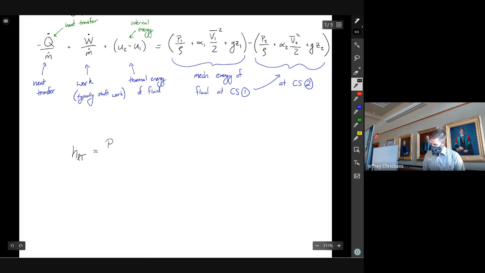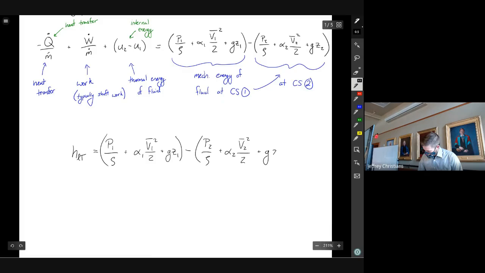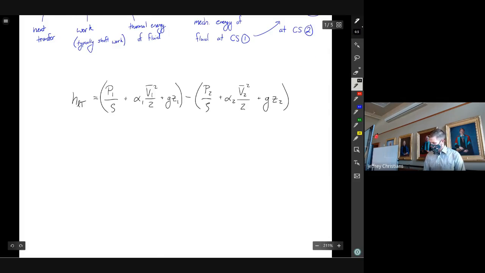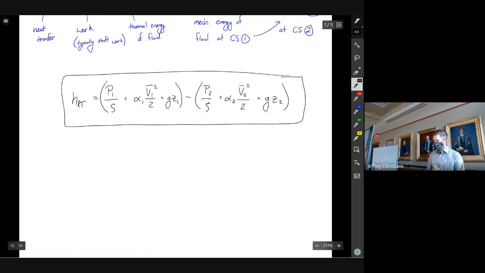And we'll say that is P1 over rho plus alpha 1 average velocity 1 squared over 2 plus g z1, minus P2 over rho plus alpha 2 average velocity 2 squared over 2 plus g z2. Okay. So this is the equation that we typically will be using and thinking about.